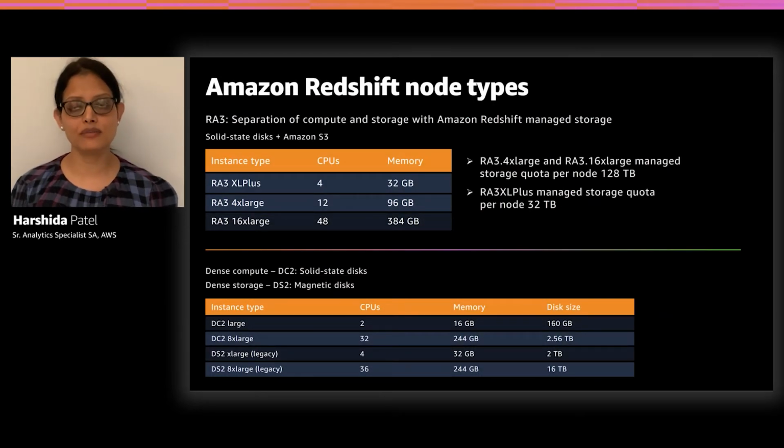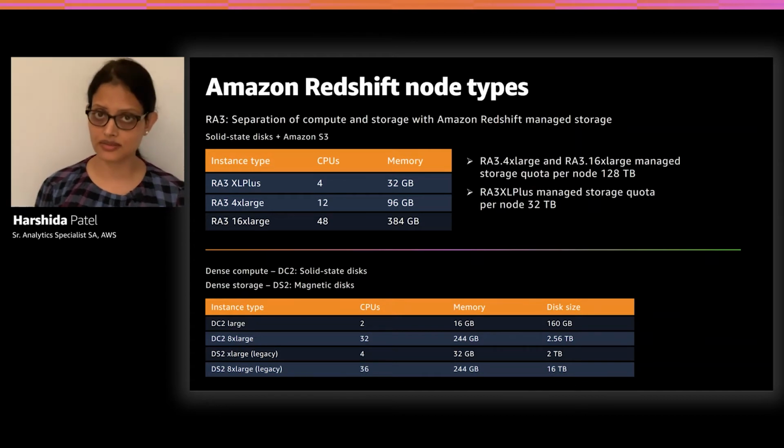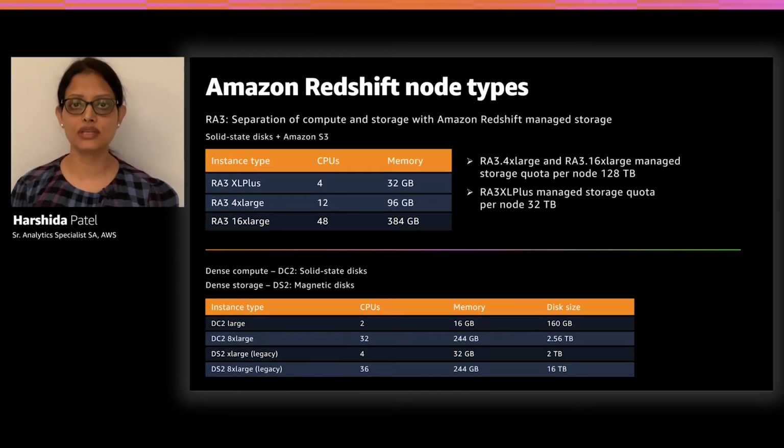There are different instance families or node types within Redshift. RA3 instance, which has 3 different instances, the 4x large and the RA3 16x large. We have doubled the storage quota to 128 terabytes per compute node. RA3 XL Plus, which was recently announced, provides you a storage quota of 32 terabytes per compute node. Dense compute, which is backed by SSD, and dense storage, which is backed by magnetic disk. And we have seen a number of customers upgrading their cluster from DC2 as well as DS2 to RA3.